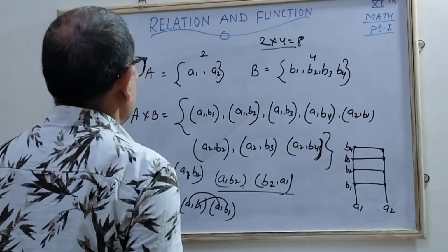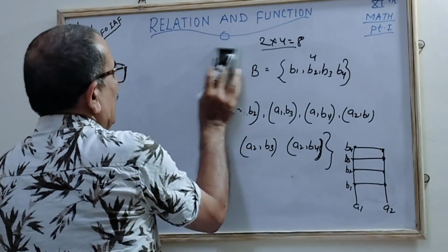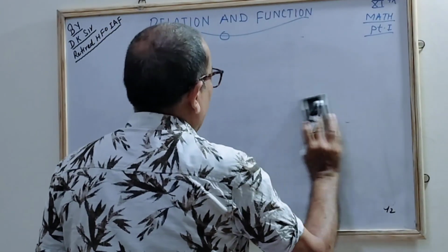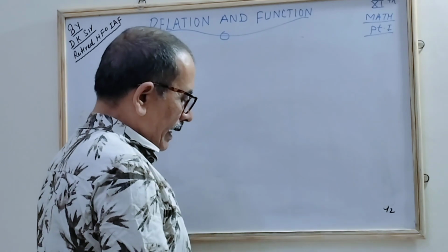The two pairs are equal only when the first one is matching, equal to the first of the second pair, correct? And the second is matching, equal to the second, correct?